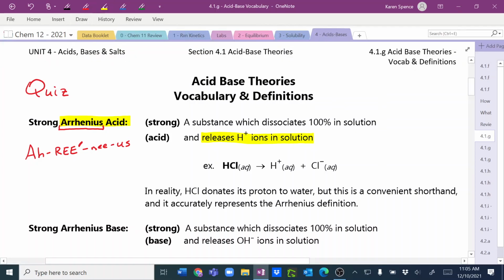If we're going to say that it's a strong Arrhenius acid, it has to dissociate 100%. That part there represents the part that says it's strong. Yeah?